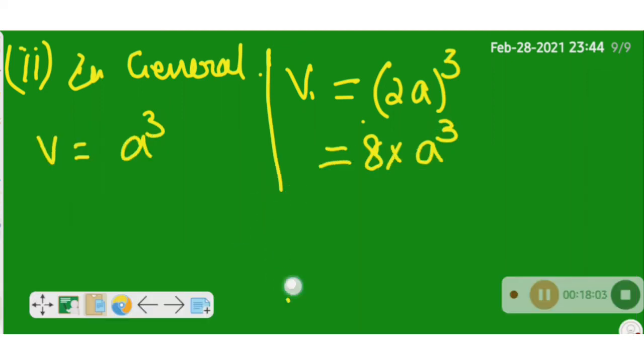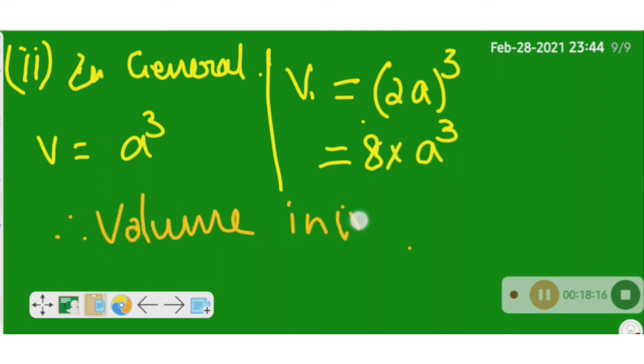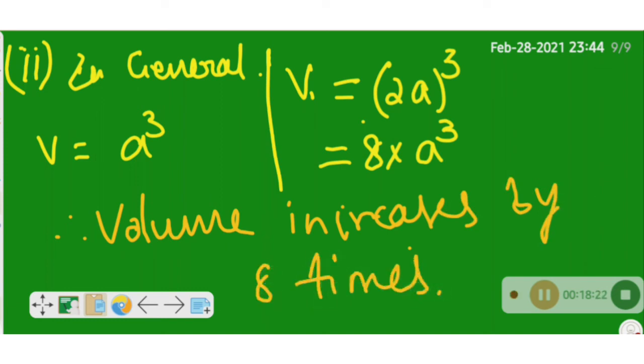So observe it, it is increased by how many times? 8 times, right? 8 into this is the volume of the cube. Therefore, volume increases by 8 times.